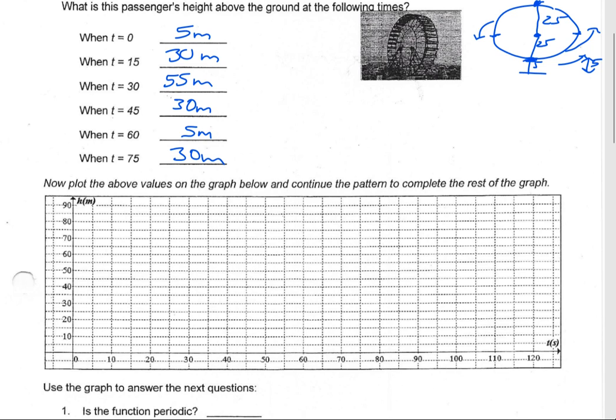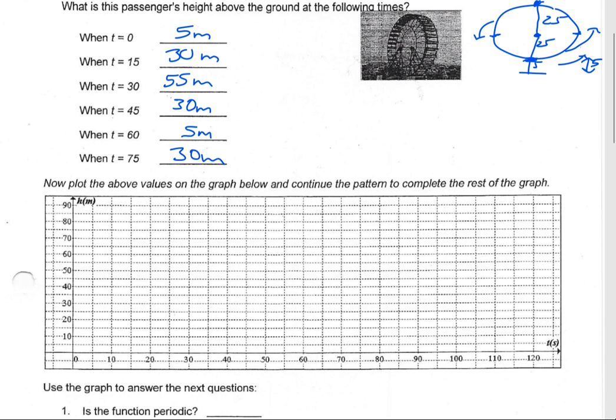You'll see that the graph being given here starts at t equals 0 and goes all the way to past 120 seconds. 120 seconds is 2 minutes, which means it's 2 times around the Ferris wheel. So the ride is for 2 minutes.